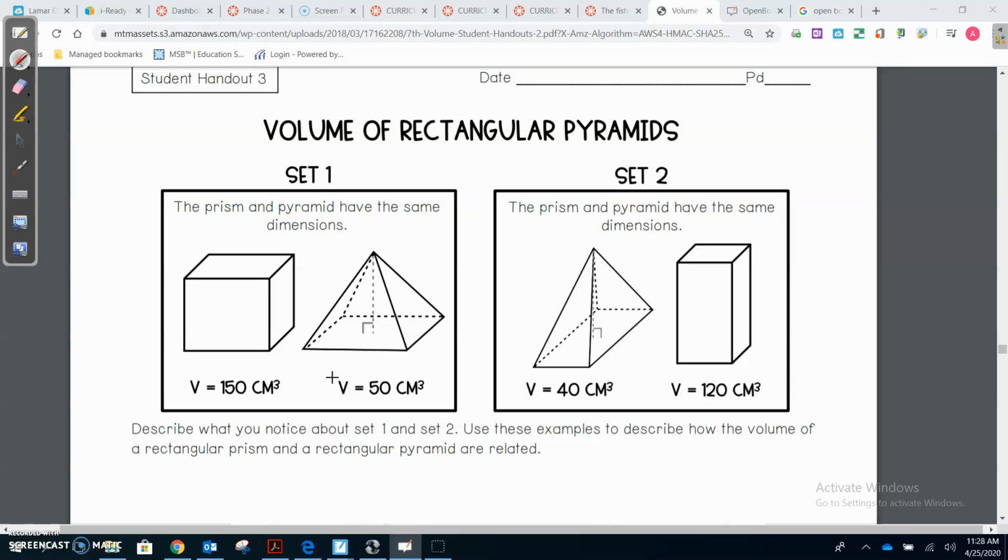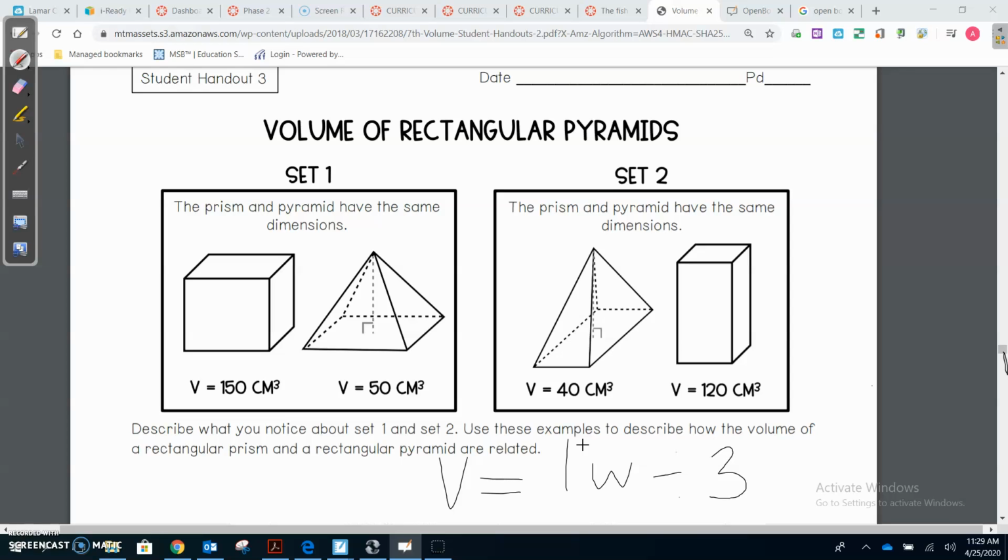Alright, so in your star chart, it's going to look a little bit different than the way I want you to work on it since we're doing this over the internet. Basically, it will look like volume equals, we're going to use what we did last week, length times width times height divided by 3.